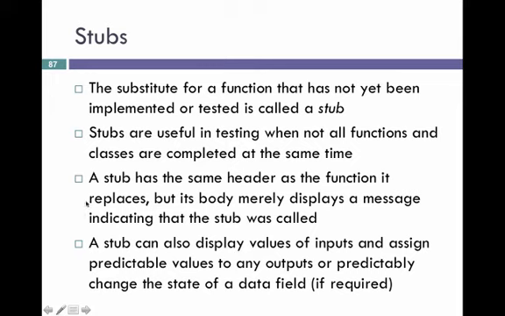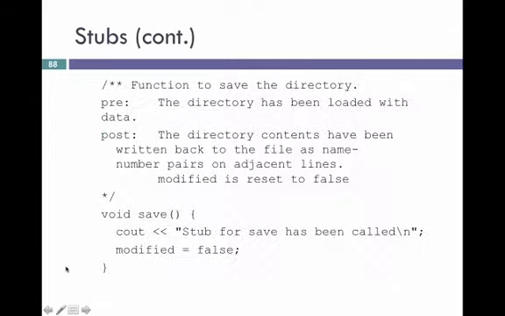And this is one example of the simplest function we might have. We could do other strategies. The stub could also display the values of inputs and assign predictable values to any outputs, or predictably change the state of a data field if that's required.